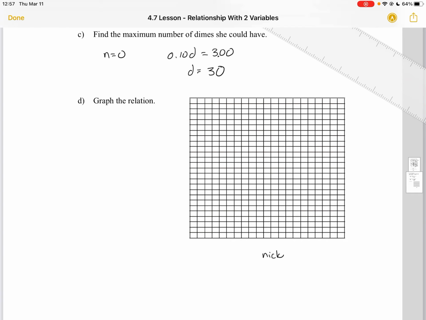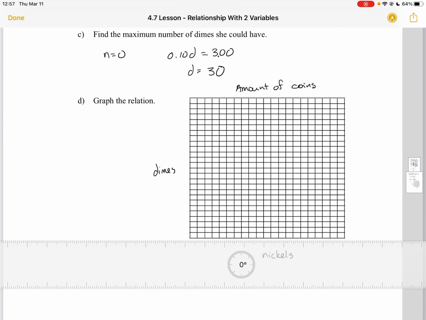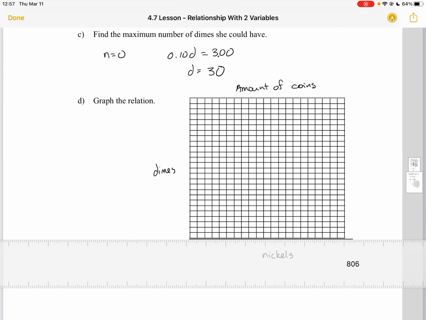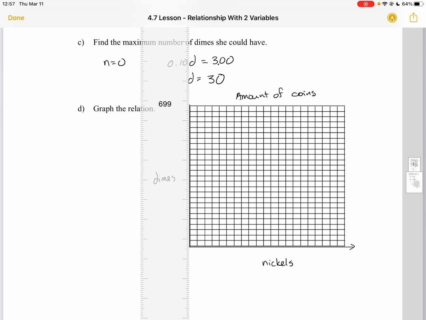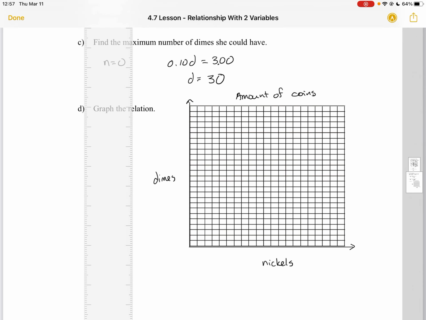So now I'm going to graph my relationship again, and I'm going to put nickels on my x-axis, going to put dimes on my y-axis, and let's call this amount of points. And let's go up by fives on my x-axis here. We'll draw in my x and y. And so for my nickels, I'm going to go up by 5. So I've got 10, 20, 30, 40, 50, 60, 70, 80.